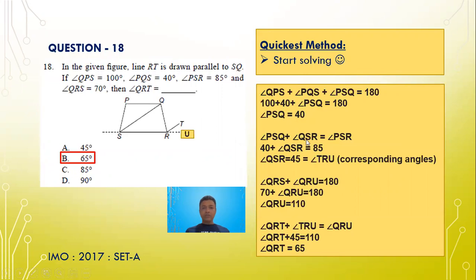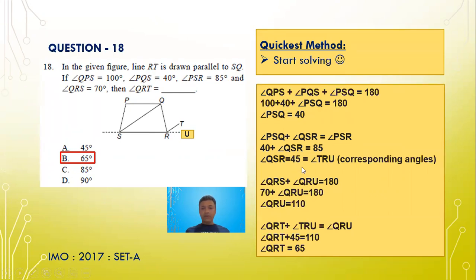Again, PSQ plus QSR is PSR, isn't it? PSQ plus QSR is angle PSR, the whole angle. What is PSQ? PSQ is 40. What is PSR? PSR is 85. So QSR will be 45, isn't it?